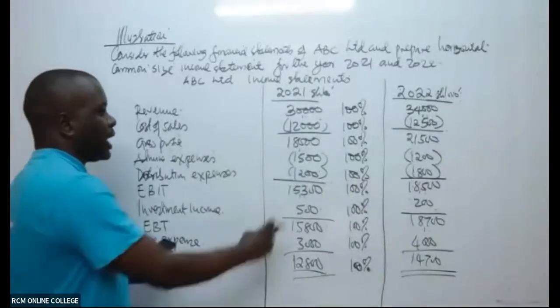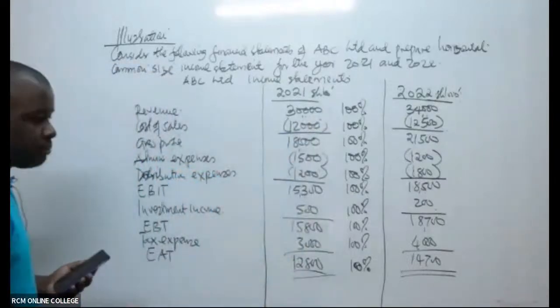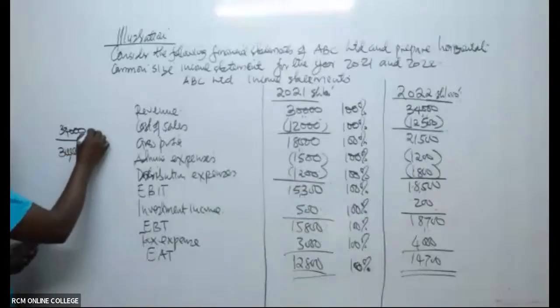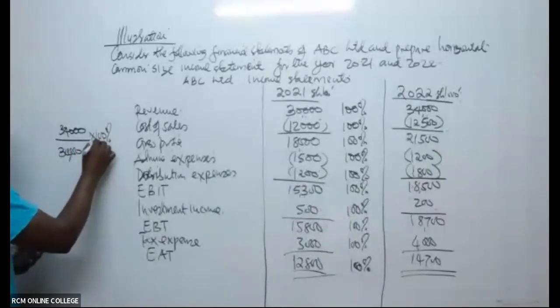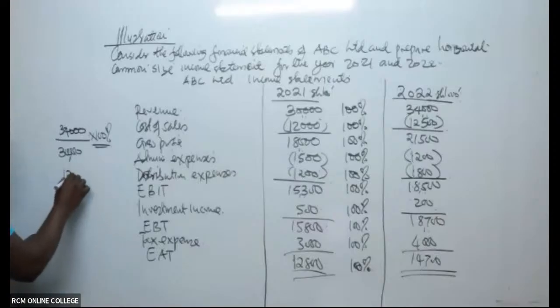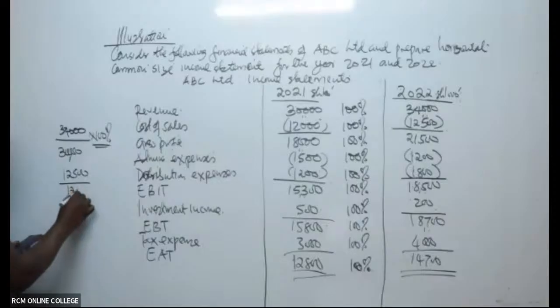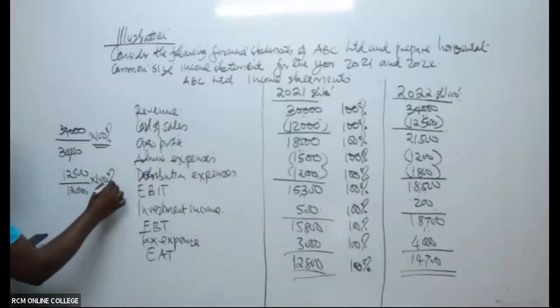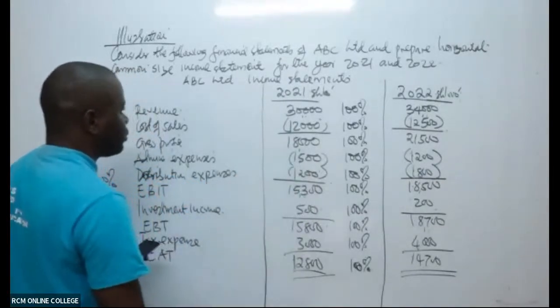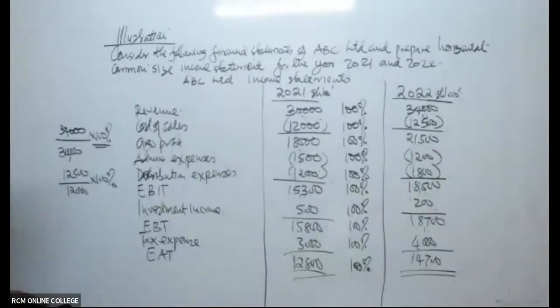So you use this one as the base. What you mean by this is you take 34,000 over 30,000 multiplied by 100%. That other one, you take 12,500 over 12,000 multiplied by 100%. You just do the same. Then you see whether there was any improvement or decline in performance if you compare the 2 years.